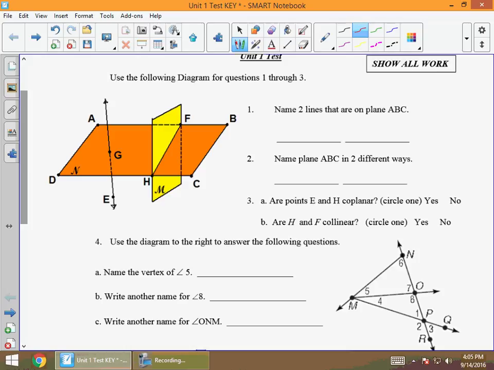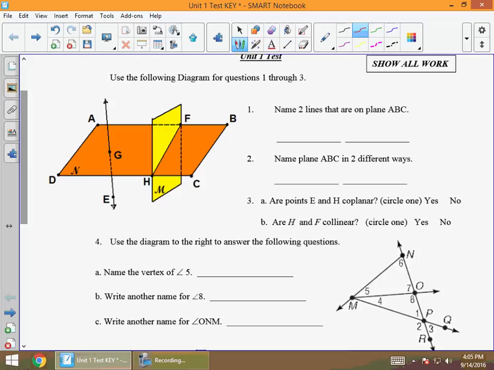So number 1 says name 2 lines that are on plane ABC. So plane ABC is the orange plane. As I'm looking at it, that is the orange plane. And I have to name 2 lines. Now one of the things of confusion here, I had a lot of people look at this and say, well, there are no lines, there's just segments. And that's true. What you see is a segment. But if you really think about what a plane is, a plane does not stop. That plane is going to continue all the way out to infinity.